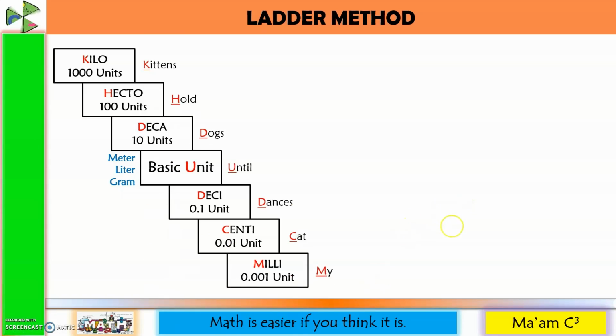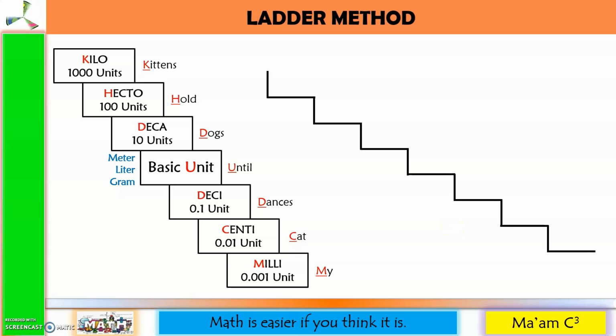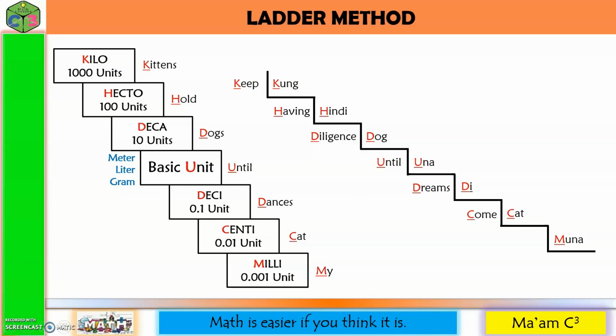I can also make it from the top going down, like this one. Kung hindi dog una, di cat muna. I still have one more set. Keep having diligence until dreams come magically. The idea here is you can create your own phrase to easily remember the order of the prefixes.